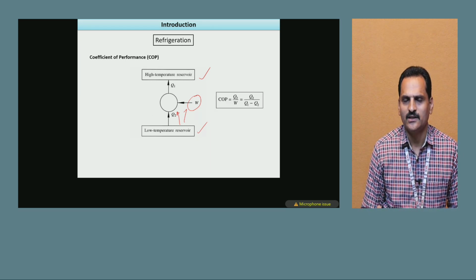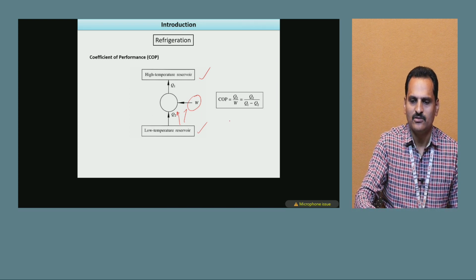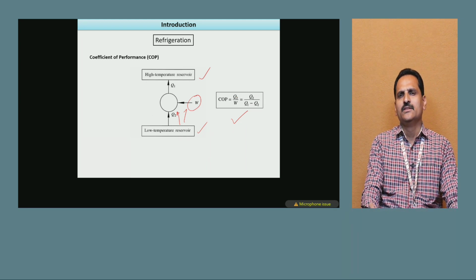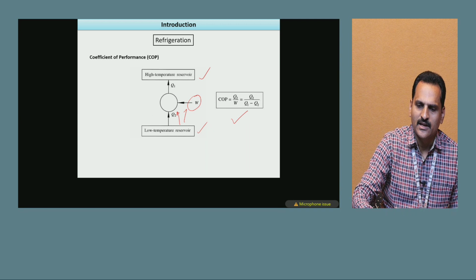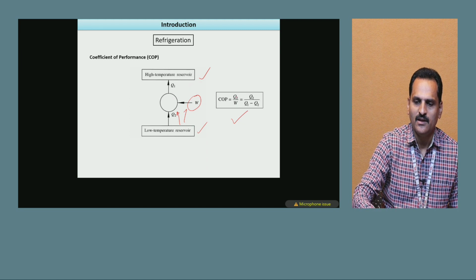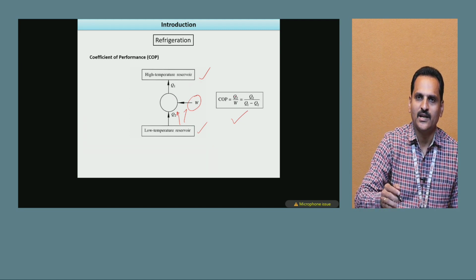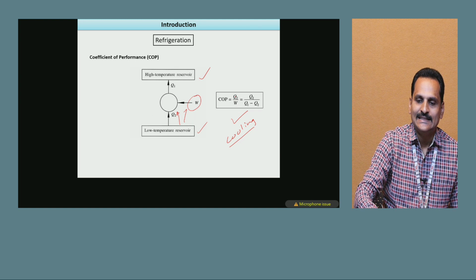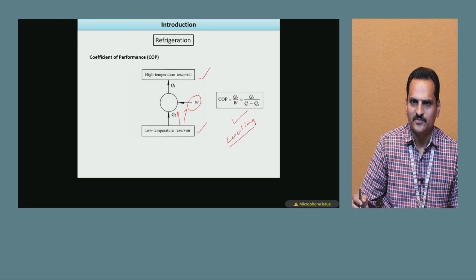On the right hand side we can see the formula of the coefficient of performance of the refrigeration. So how to define this one? Desired output by required input. What is the desired output? Q2. What is the required input here? W. Required input means electricity is required for operating this refrigeration system, and the desired output is Q2, that is the cooling effect. How much cooling effect is maintained for the domestic houses, that is called the desired output here.